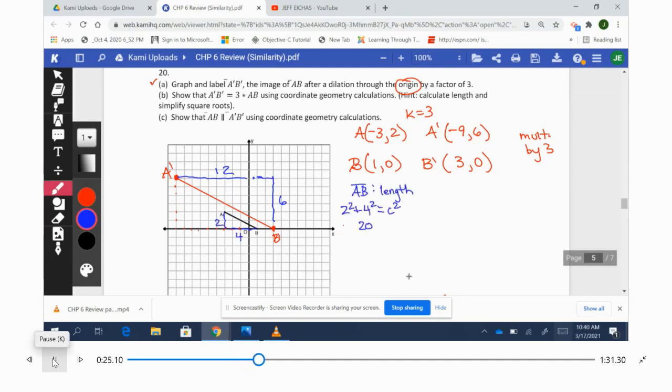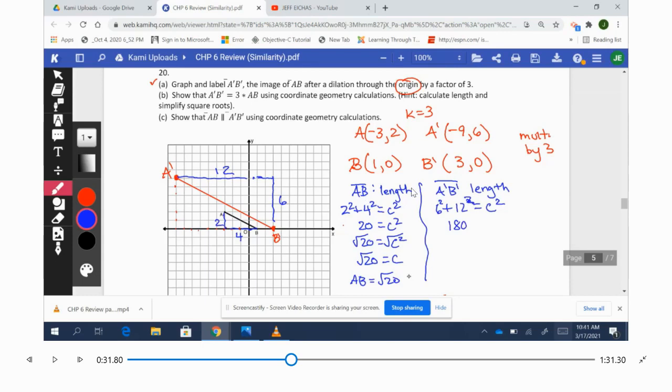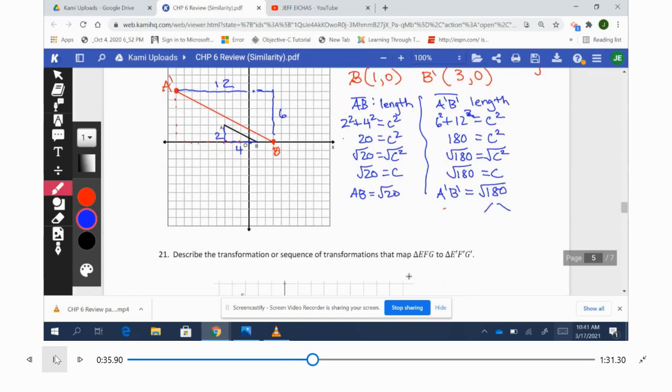Okay, next we're going to calculate the length to show that A prime, B prime is 3 times as long as AB. So going through the process here, I always do Pythagorean theorem. You can always use the distance formula. I just do it this way. And then we get to a situation where we have square roots that can't be nicely reduced. Well, we can reduce them, but we can't get them all the way down. So they're decimals, they're irrational numbers.